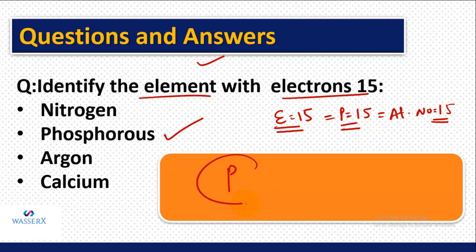So the correct answer is phosphorus, because the atomic number for nitrogen is 7. So electrons are going to be 7 in this case. Argon is 18, so electrons are going to be 18 for this. And for calcium, the atomic number is 20. Again, the protons and electrons will be 20 in this case. So the element left with electrons 15 is just phosphorus, which is the correct answer.